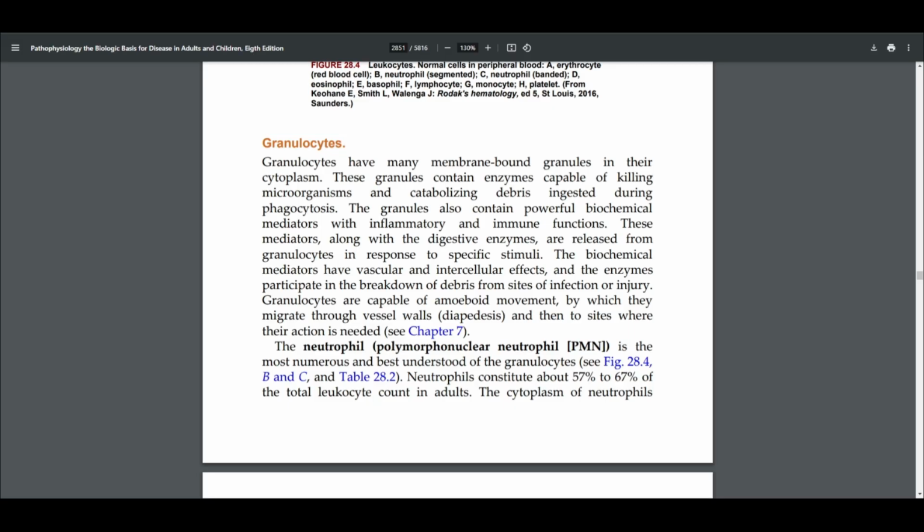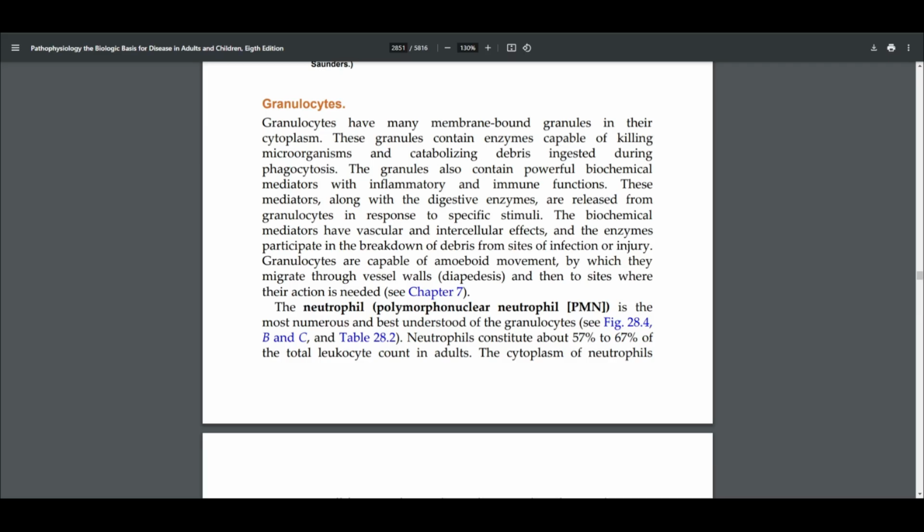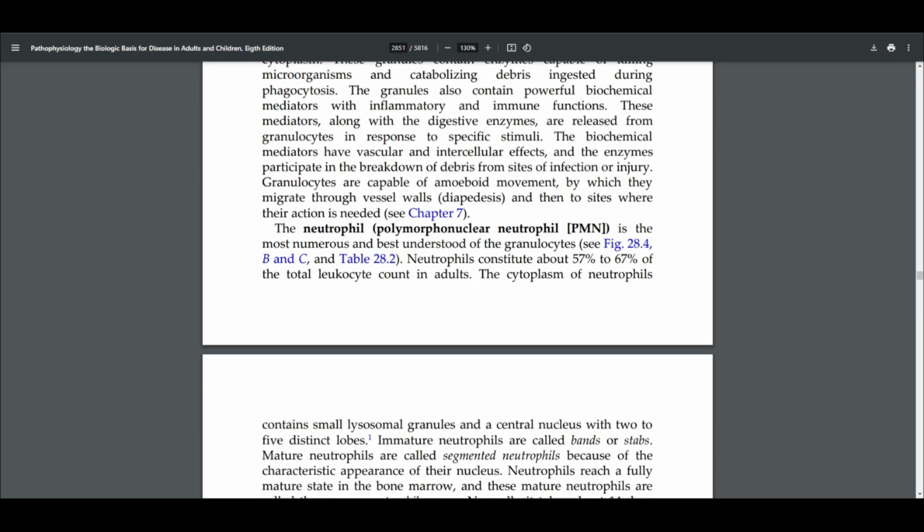The biochemical mediators have vascular and intercellular effects, and the enzymes participate in the breakdown of debris from sites of infection or injury. Granulocytes are capable of amoeboid movement, by which they migrate through vessel walls and then to sites where their action is most needed, which was discussed in Chapter 7.